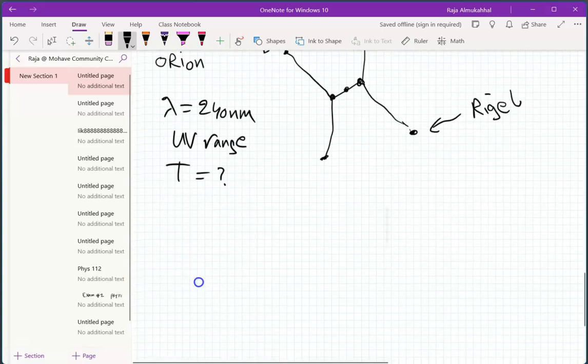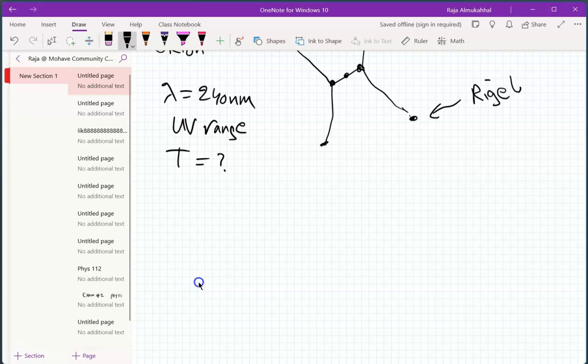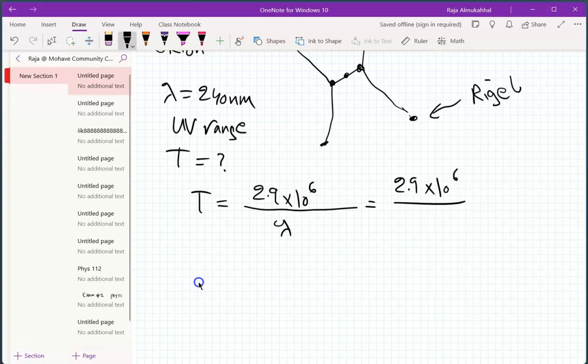So we can basically use Wien's law for that. It says temperature is equal to 2.9 times 10 to the 6 divided by lambda, and the lambda that was given to us, remember you want to put lambda in nanometers, so it's going to be 2.9 times 10 to the 6 divided by 240. You don't need to convert nanometers into meters, you just leave it the way it is, and then you simply use your calculator for that.